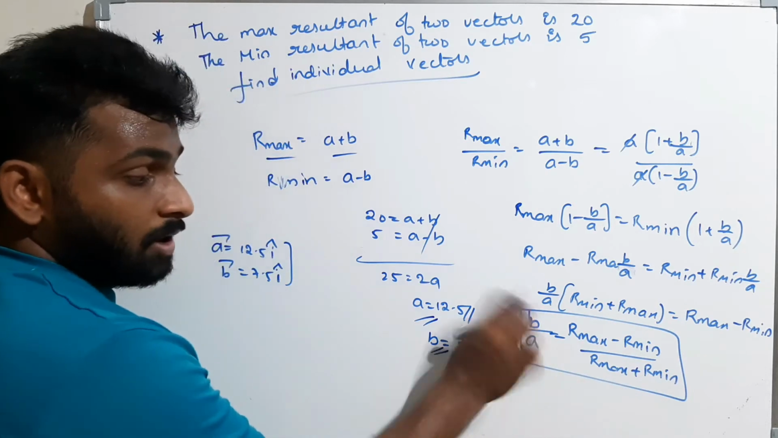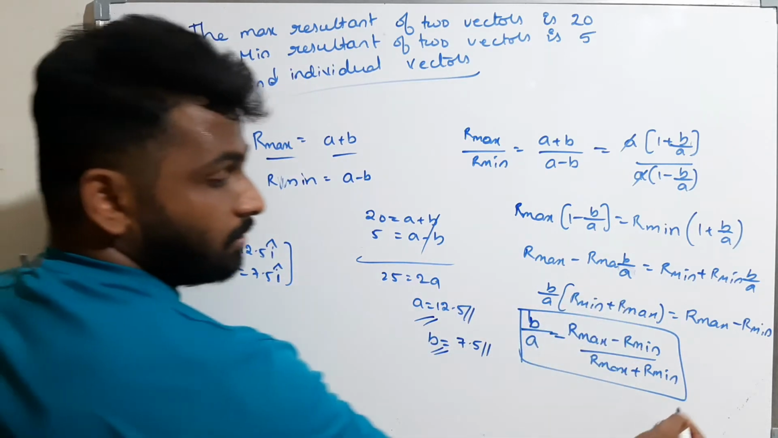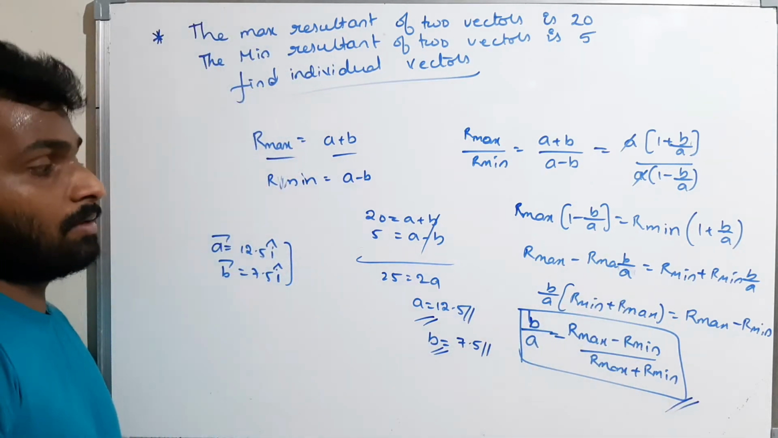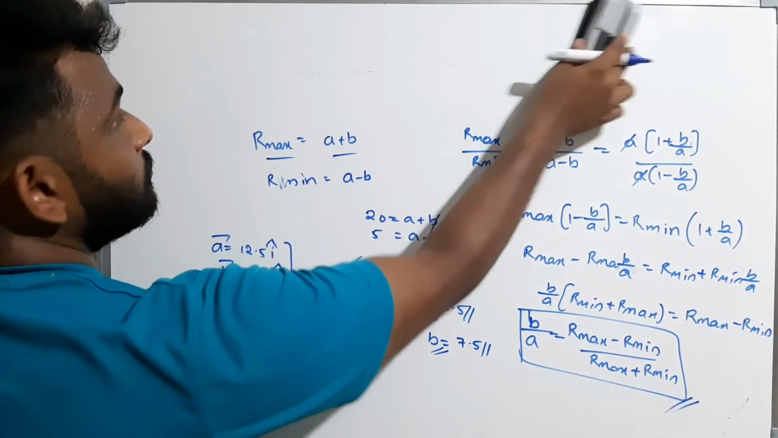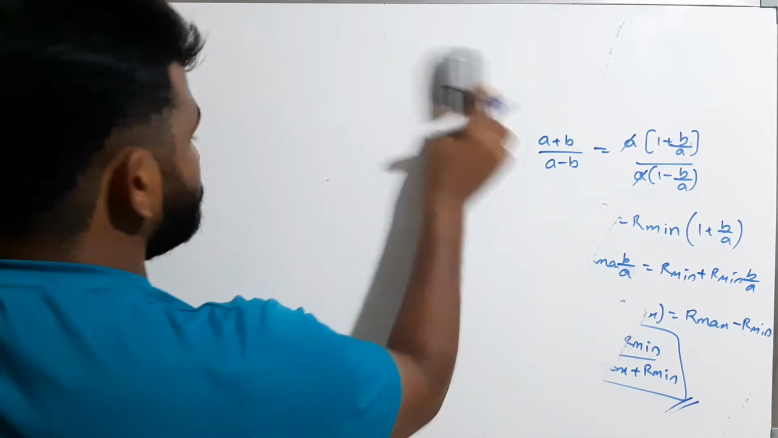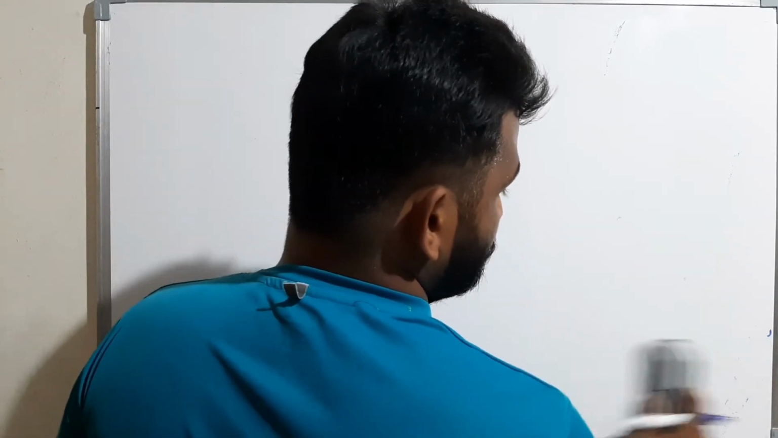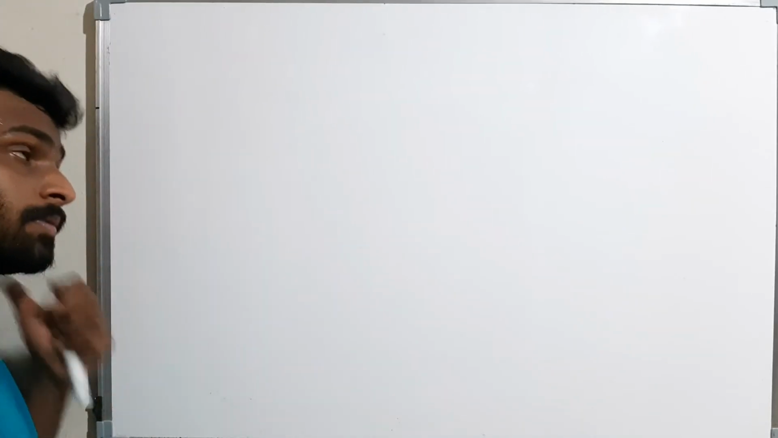If you have to find the ratio of a by b, then reverse it. Please remember this result. Okay, well and good. Okay, now see.